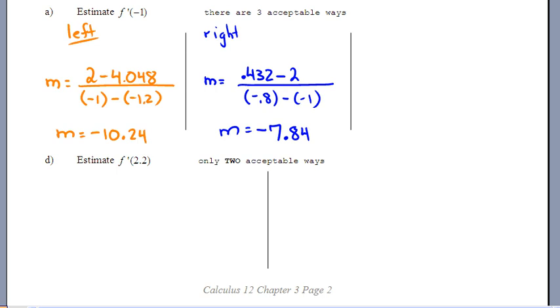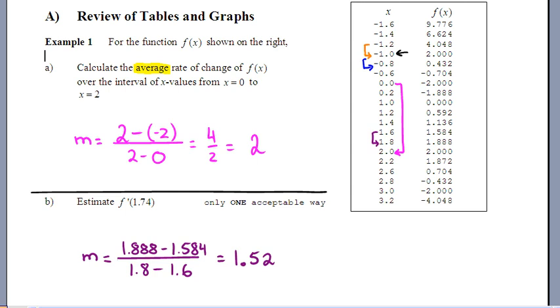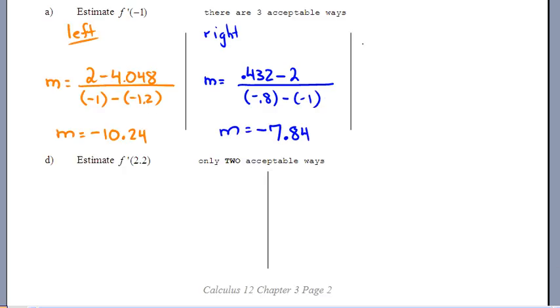There's even another option here. We could say, well, why should we favor left or why should we favor right? You could actually do a symmetric calculation, which is what a lot of graphing calculators do. Why don't we try the spot just before and just after? Let's go from -1.2 up to -0.8. Okay, so I'm going to call this the symmetric approximation. Not really playing favorites here at all, right?